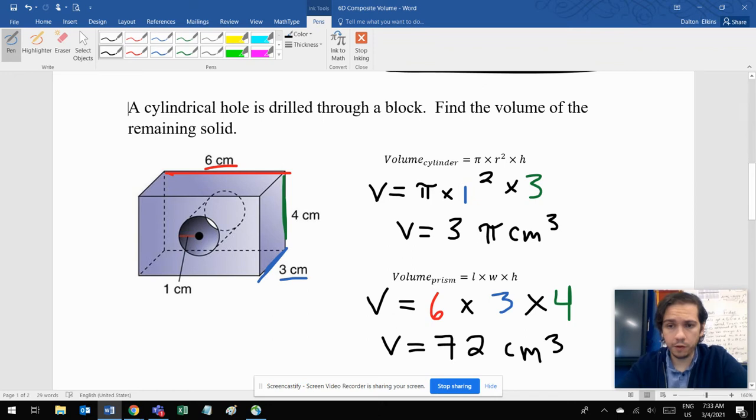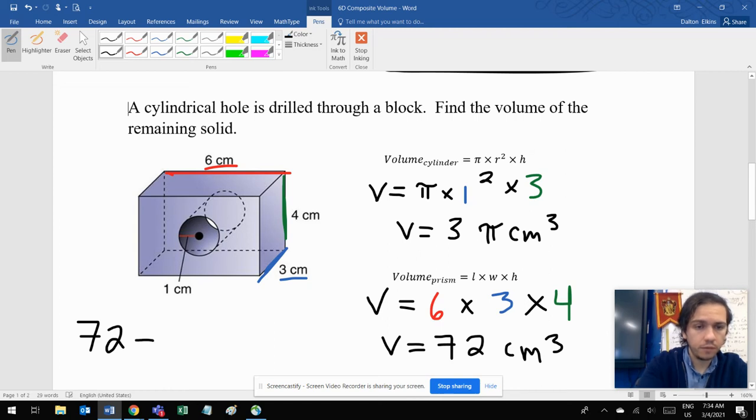Here's where we get into the fun business. What do I do with these two volumes? Do I add them like I did the last problem? It doesn't quite make sense this time. We're removing the cylinder from the prism. Let me say that one more time a little bit slower. We're removing the cylinder from the prism. In other words, we're subtracting the cylinder from the prism. Now, even though I said cylinder and then prism, I said from the prism. So we're going to start with the prism and then subtract the cylinder.